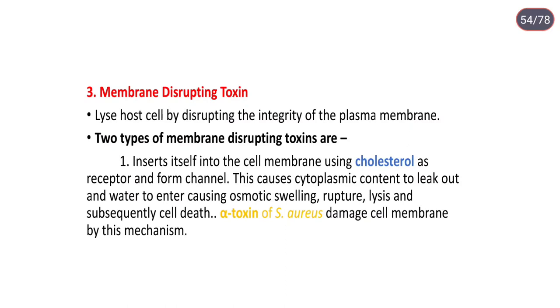Okay, now this membrane disrupting toxin causes the loss of integrity of the plasma membrane, thus destruction of the cell. And there are two types of cell membrane disrupting toxins. The first one uses cholesterol as a receptor or channel, then enters inside the cell of the host, creating some pores or making the cell leaky due to the formation of a channel by this type of exotoxin.